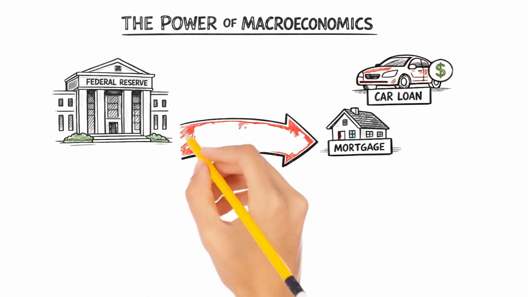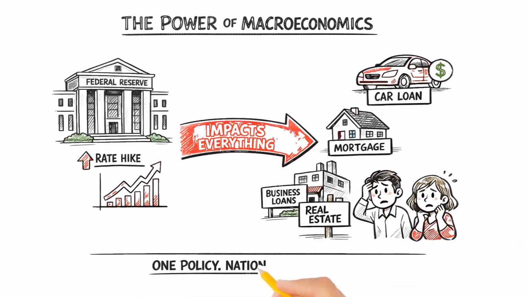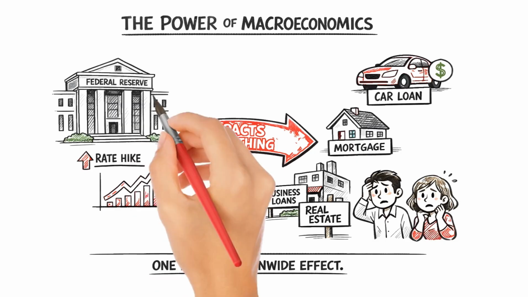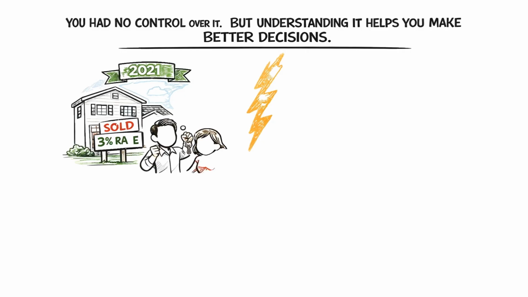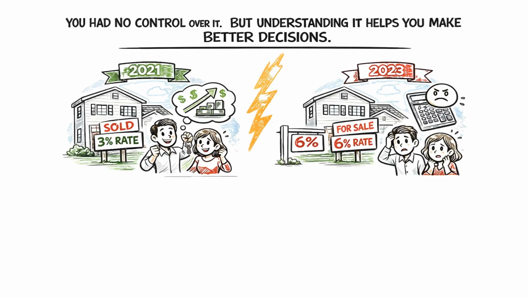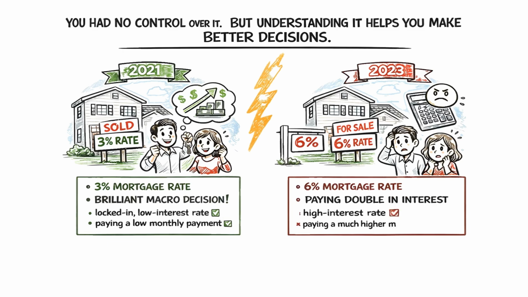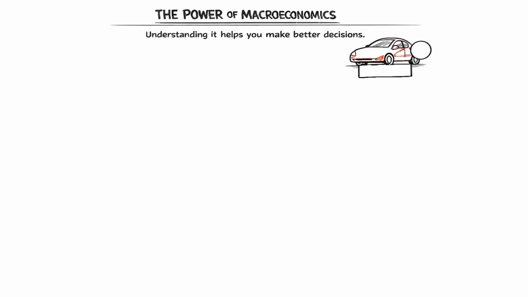The Federal Reserve raised interest rates to fight inflation. And that single policy decision affected every mortgage, every car loan, every business loan, and every real estate transaction in the country. You had no control over it. But understanding it helps you make better decisions. If you locked in a 3% mortgage in 2021, you made a brilliant macro decision, whether you realized it or not. If you waited until 2023, you're paying double in interest.